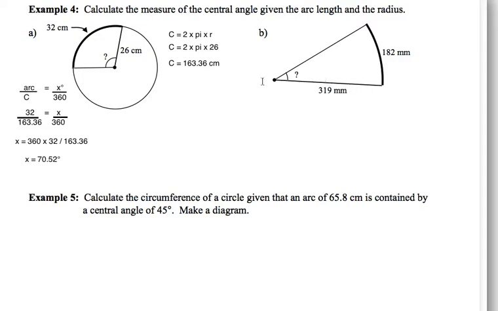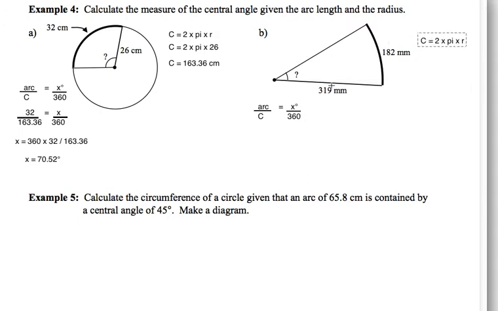Once again here, I can see I'm going to have to figure out the circumference given this radius. Right? I'm going to be using a couple of formulas again. I'm going to be using this one here, arc over circumference equals x over 360. And I'm going to be using this one again. Circumference is equal to 2 times pi times the radius.